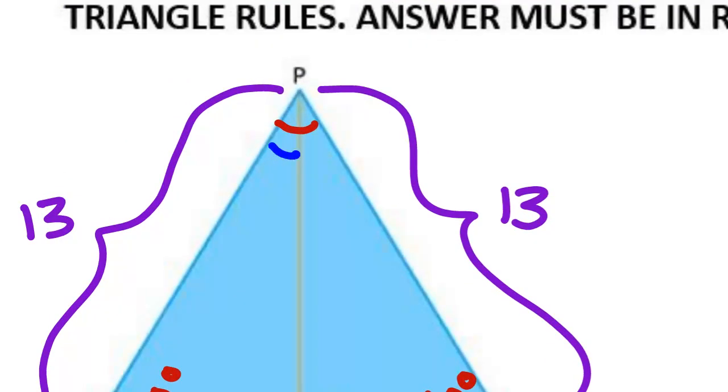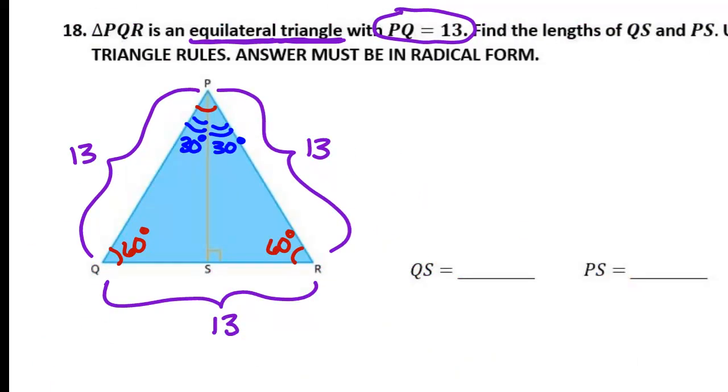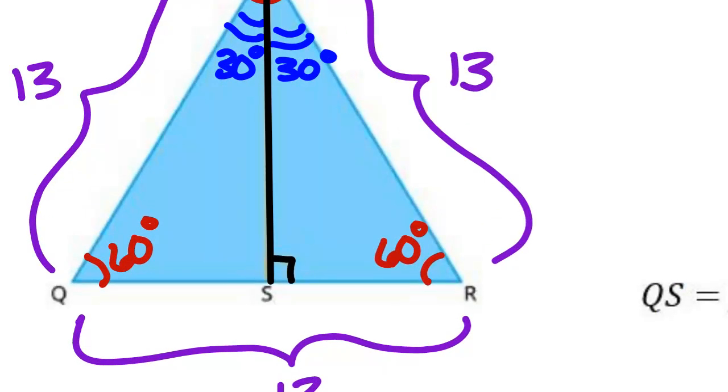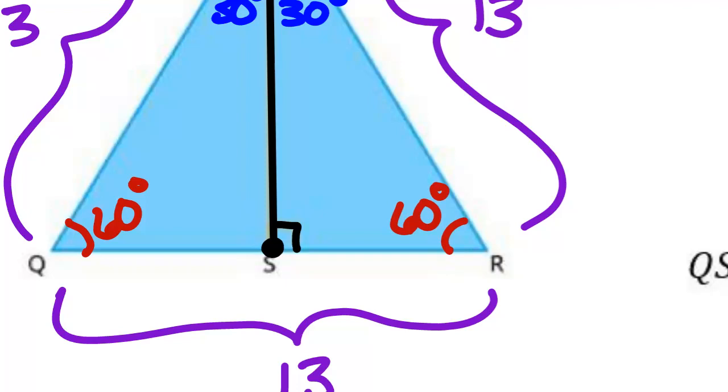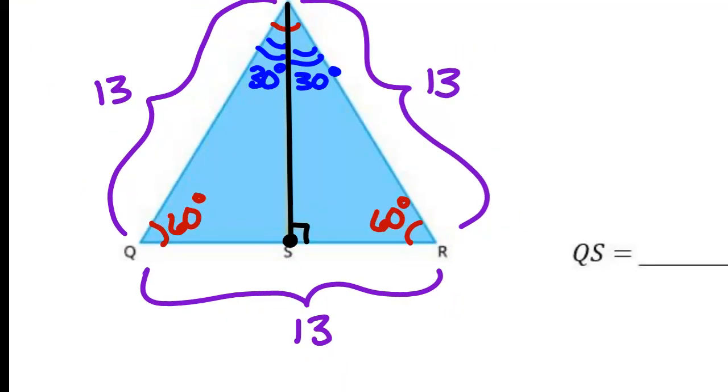So up at the top, it takes this 60-degree angle and cuts it into two 30-degree angles. We have been asked to find the length from Q to S and the length from P to S. They have PS drawn in here and they're showing us that it's forming a right angle. This spot S at the bottom, because it's an equilateral triangle and PS is an altitude, it's also an angle bisector, and it is a median.